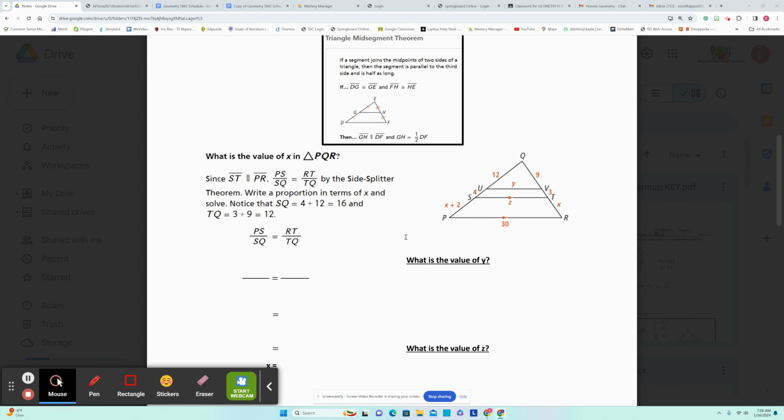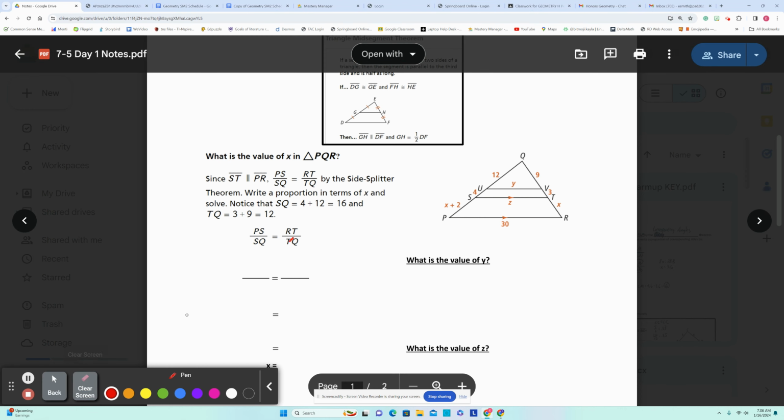So let's get into this idea of the side splitter theorem. It says, what is the value of x in triangle PQR? So P to Q to R, and here is x. We have x right here and x right here. Well, one thing we know is that ST and PR are in fact parallel. That is shown by the little arrows right there. So therefore, we have this proportional relationship of PS over SQ equals RT over TQ.